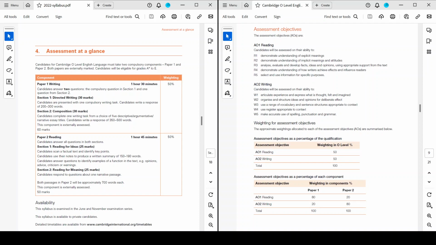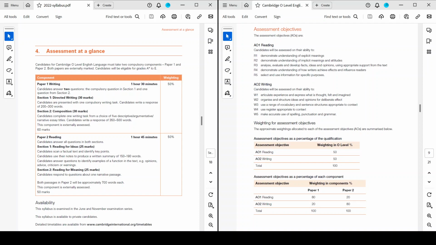Use register appropriate to context. So are you excited? Are you serious? Are you trying to persuade someone? Your writing should reflect what it is that you're trying to achieve, your mood, your purpose, and whether it's formal or informal. All of that is achieved again through vocabulary, through sentence structure, through punctuation.